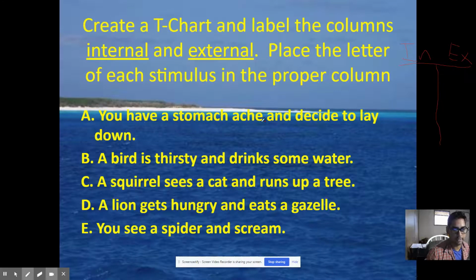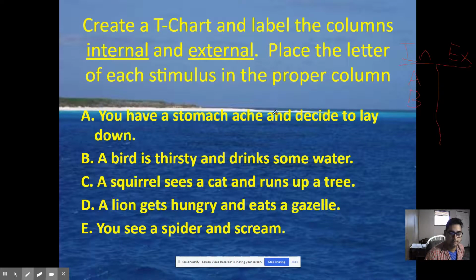You have a stomach ache and decide to lay down. A stomach ache, I would consider that to be being sick. And so that one's going to be internal. All right, a bird is thirsty and it wants some water. And so again, we talked about it. This is one of the examples of being thirsty is going to be internal.